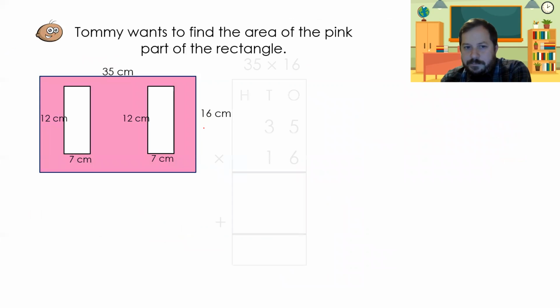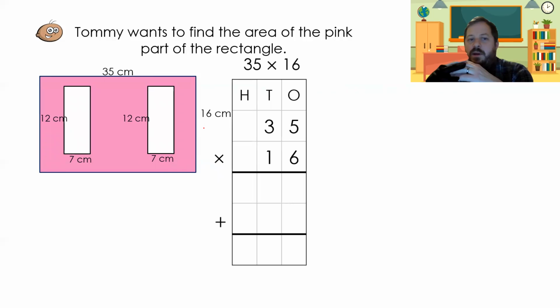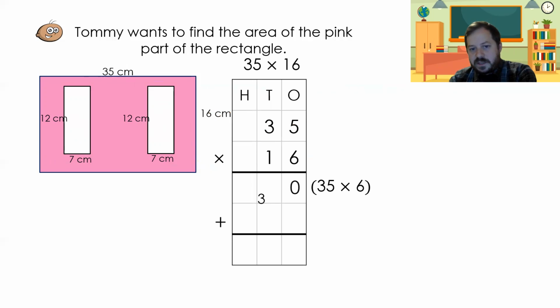So let's think about this. The first thing we do is think about what the whole area is itself. And we can use the length and the width here, times them together, and we'll have the whole of this rectangle, including these parts, but we'll have the whole of it. So we can do our multiplication here. We do 35 times 6. So 6 times 5 is 30. And 6 times 3 is 18, plus 3 is 21.